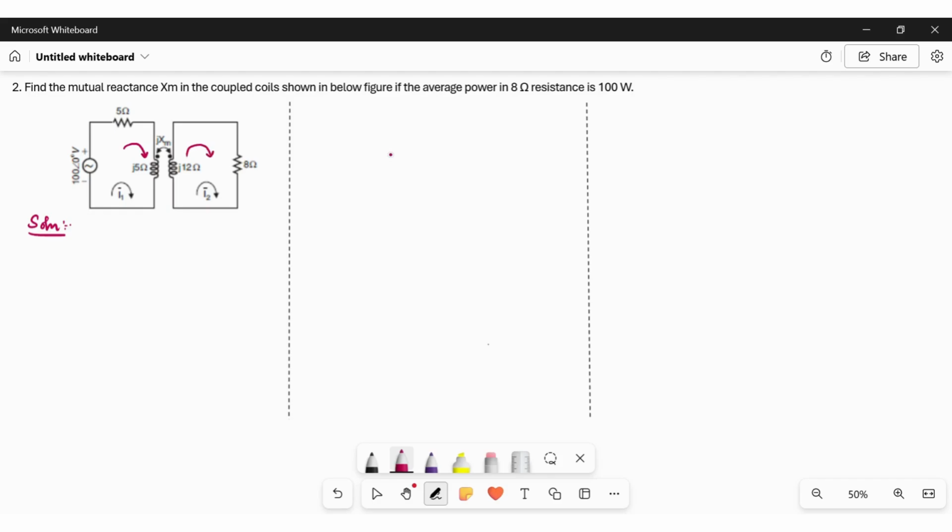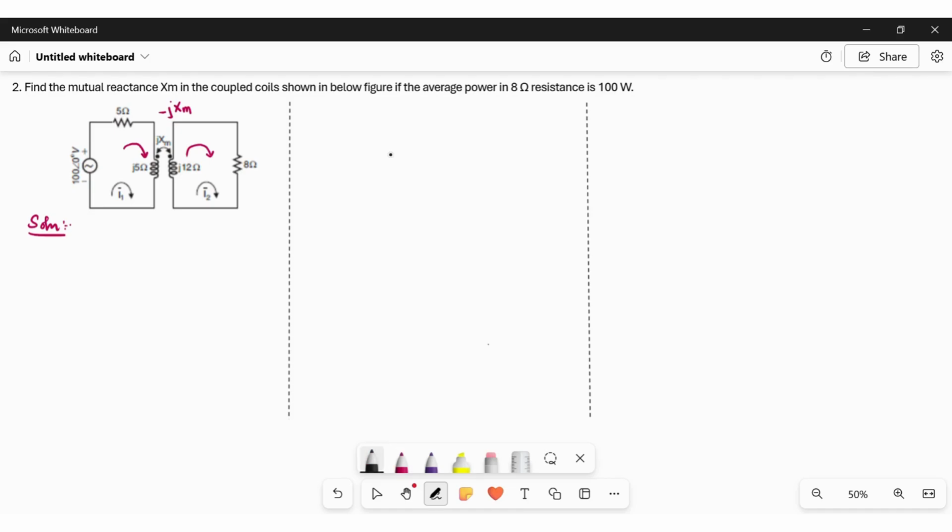So the sign of the mutual coupling is to be denoted as minus jXM. If both the currents are entering, then we can give the sign as positive. Since one current is entering and another current is leaving, the sign is to be considered as negative.